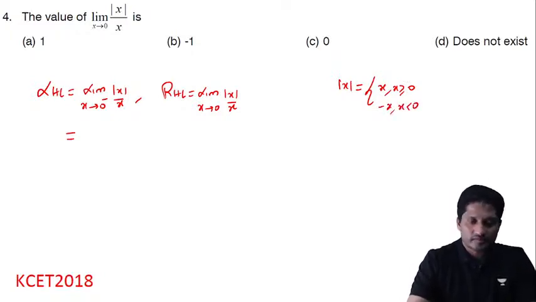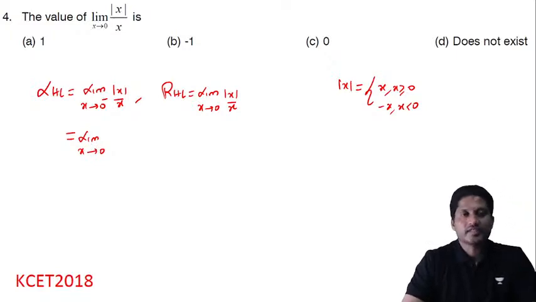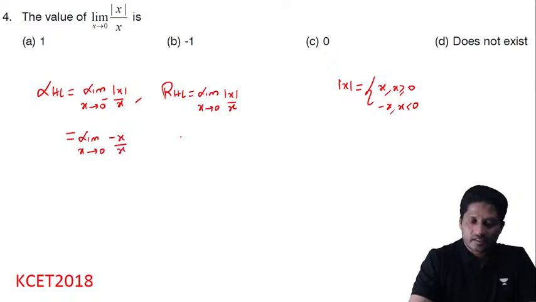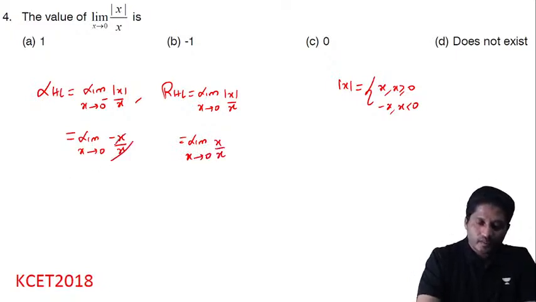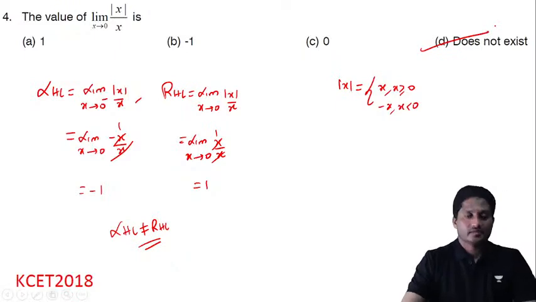Now this is equal to limit x tending to 0 from the left side, where mod x is minus x, so minus x by x. Then limit x tending to 0 from the right side, this is x by x. This will cancel, we'll get minus 1, this is plus 1. So left hand limit is not equal to right hand limit, so the limit does not exist. Answer is option D. Let's move to the next question.